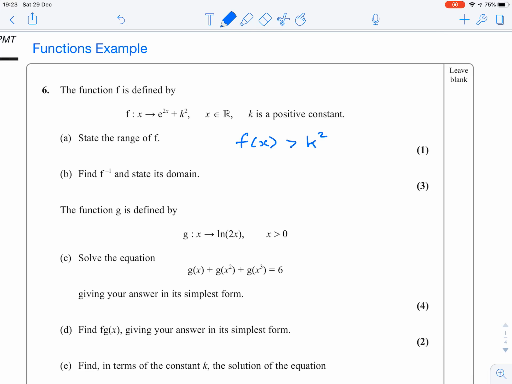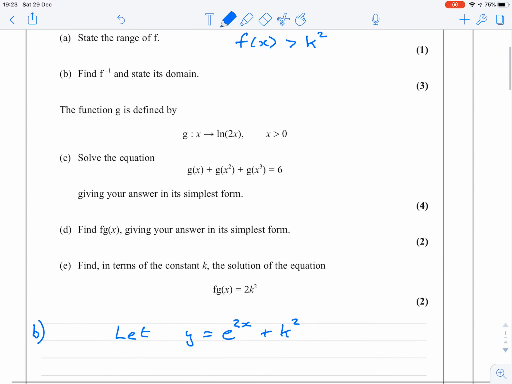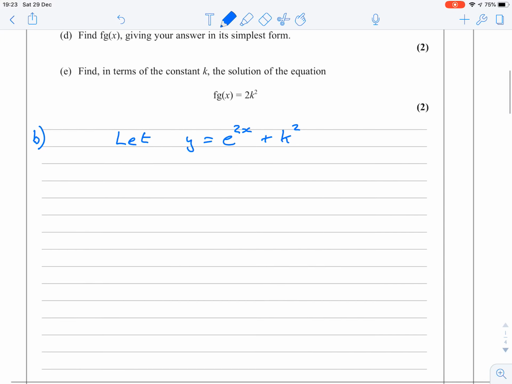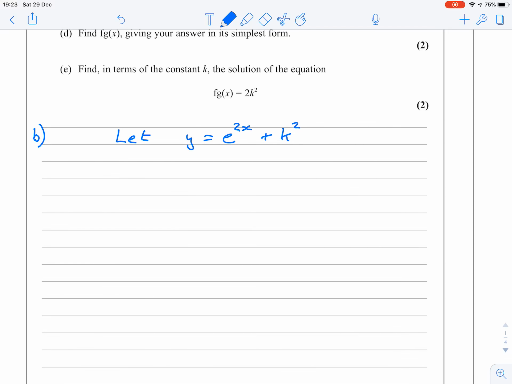Part B. Find f inverse and state its domain. Well, we let y equal f(x), so we let y equal e to the 2x plus k squared. And then we swap the variables. So we get x is equal to e to the 2y plus k squared. And now to find the inverse function, we simply rearrange this formula to make y the subject. So first take the k squared to the other side. x minus k squared is equal to e to the 2y.